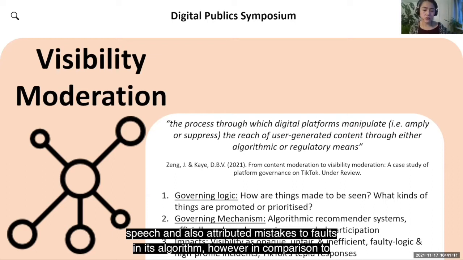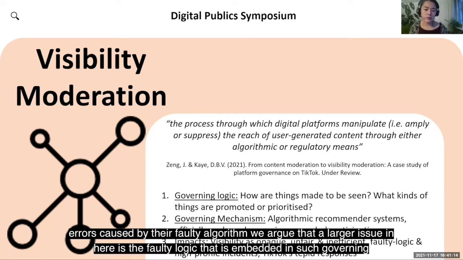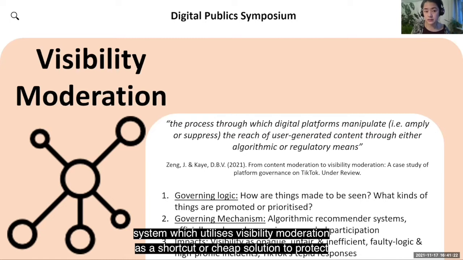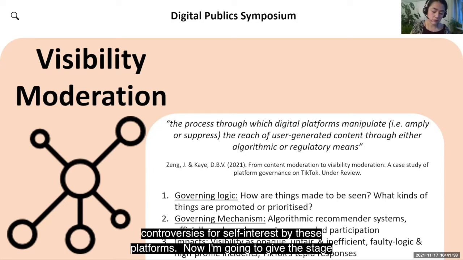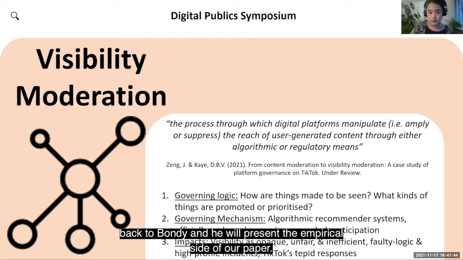However, in comparison to errors caused by their faulty algorithm, we argue that a larger issue here is the faulty logic embedded in such a governance system, which utilizes visibility moderation as a shortcut or cheap solution to protect the imagined vulnerable, or as an easy way out to avoid potential controversies for the self-interest of these platforms. And now I'm going to give the stage back to Bondy, and he will present the empirical side of our paper. Thank you so much.